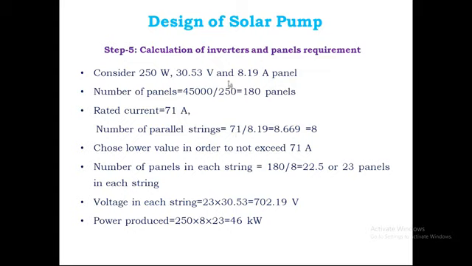So 71 by how much? 8. All the modules are connected in series, so the current will not change. 71 by 8.19 will give 8.669. I will round it to the lower value, that is 8. Why? Because if you go for the higher value, it may be more than 71 ampere. So I am choosing 71 ampere.